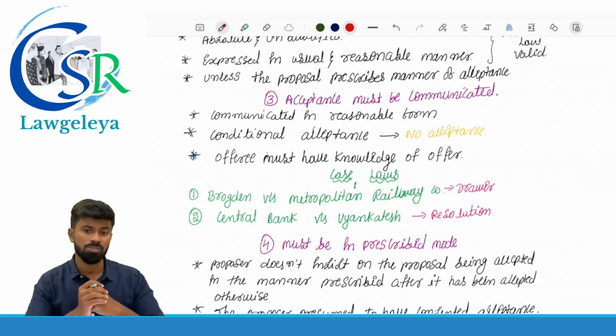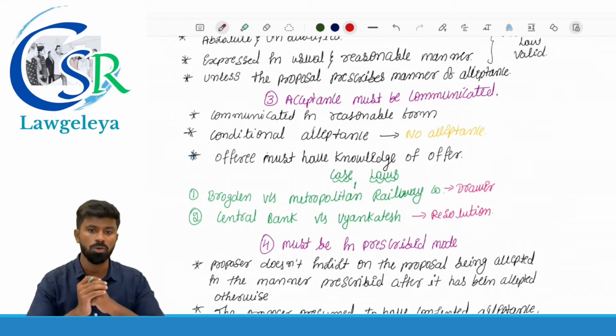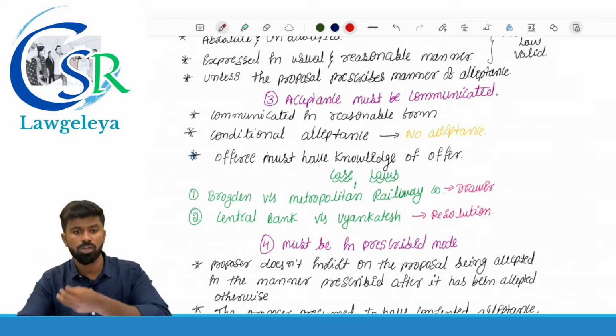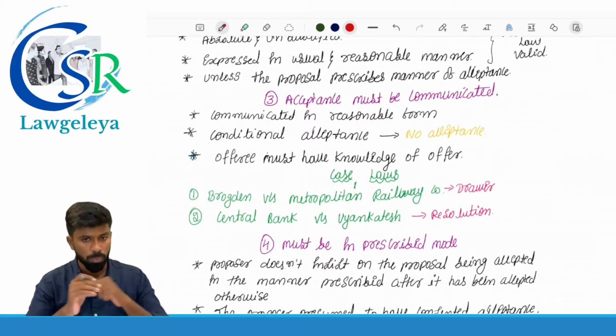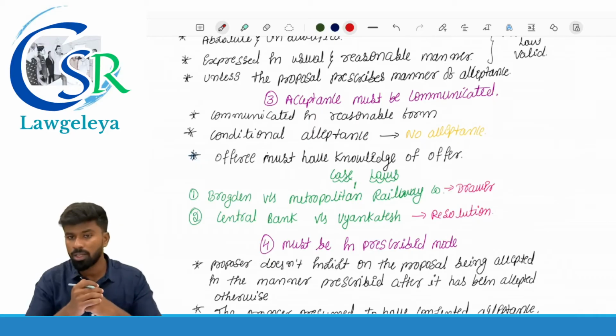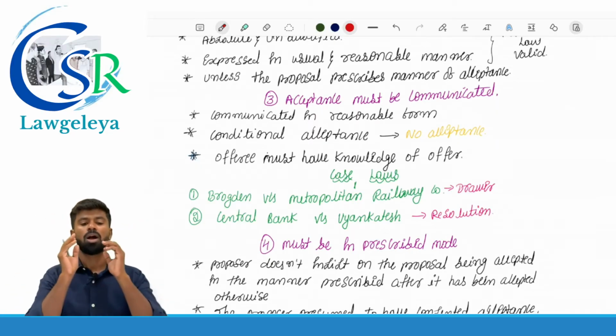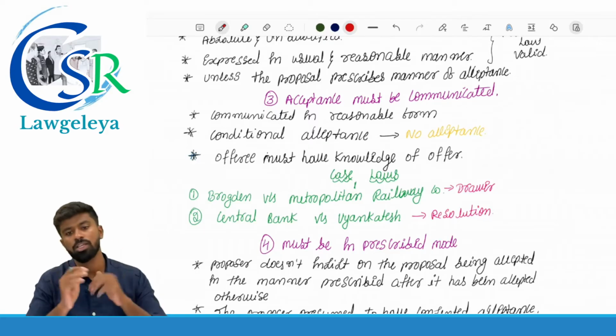There are a few case laws for this. Remember, first one, Brogden versus Metropolitan Railway Company, where he signed the acceptance and kept it in the drawer. Is it a valid acceptance? No. Central Bank versus Venkatesh, just passing of a resolution in the meeting, is it called acceptance? No, it has to be what? Communicated by the offeree or by his authorized agent.